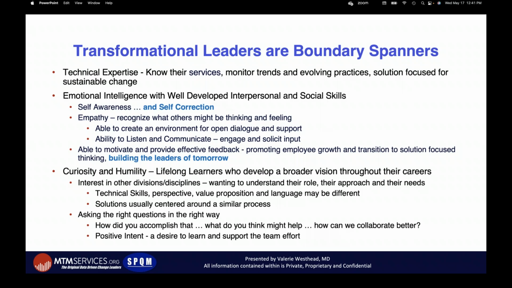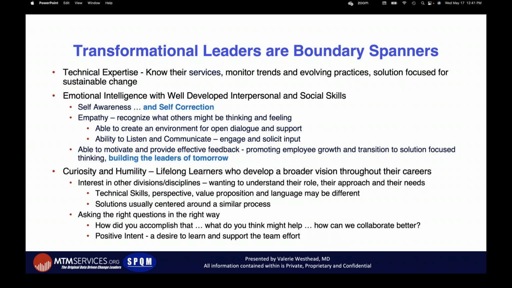So that's about me. And I also have to have a reasonable amount of curiosity and humility about how I approach my work and my engagement with others. In order to be a transformational leader, you have to be a lifelong learner. Again, something that is instilled in us from the very beginning as medical providers. We have to keep a broad vision of what's happening within the world we work in and the world around us. I have to have a curiosity and interest in what other people do.